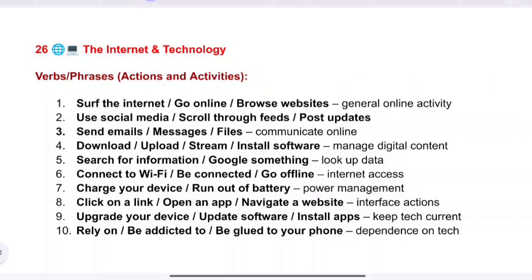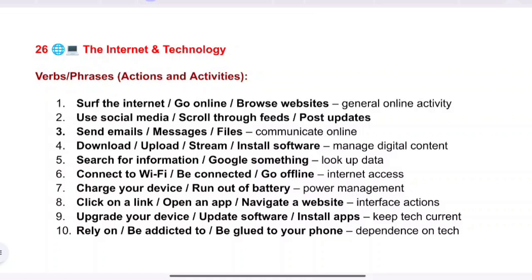4. If you want to talk about the managing of your digital content, you can say you download, you upload, you stream, or you install software. When you want to talk about data searching, you can say search for information or you Google something. Number 6, if you want to talk about internet access, you can say connect to Wi-Fi, you are connected, or you go online or offline.